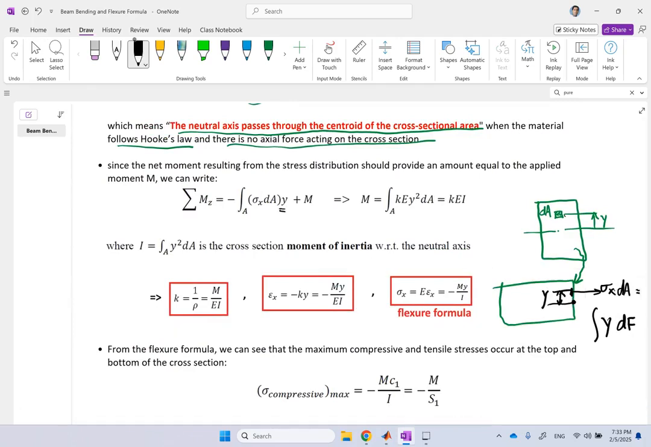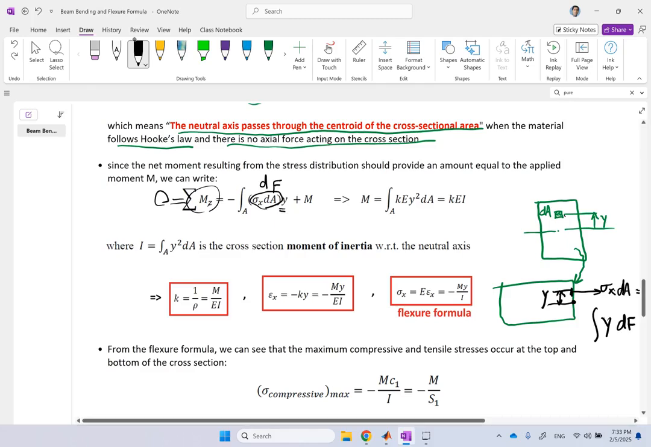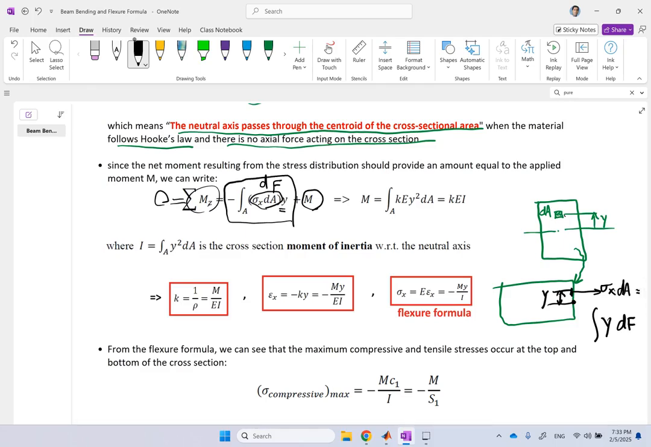This is that dF force. And here I can add the constant force, or say this is equal to M. So the total moment is equal to 0 because the system is static. The total moment is the bending moment at any point plus the distribution of the stress which causes another moment. Sum of it is equal to 0, or say M is equal to that, as I said here.